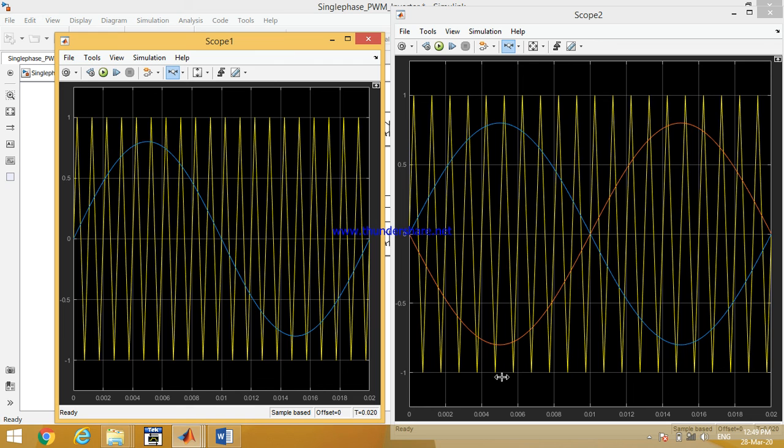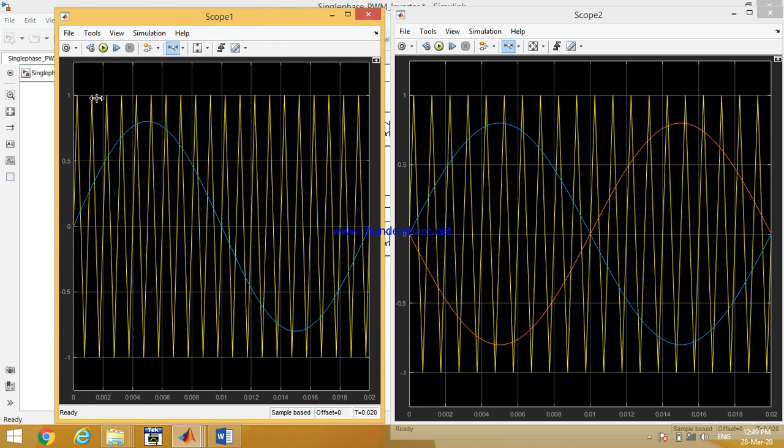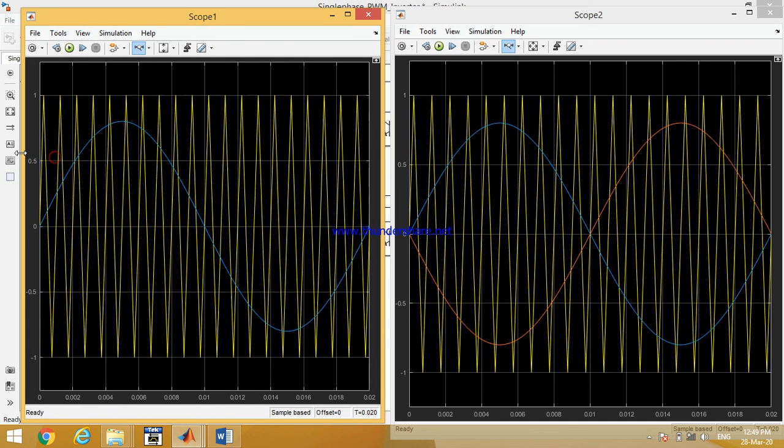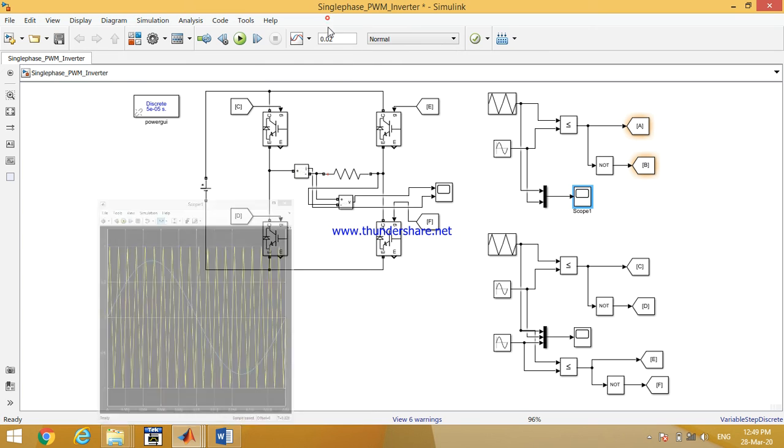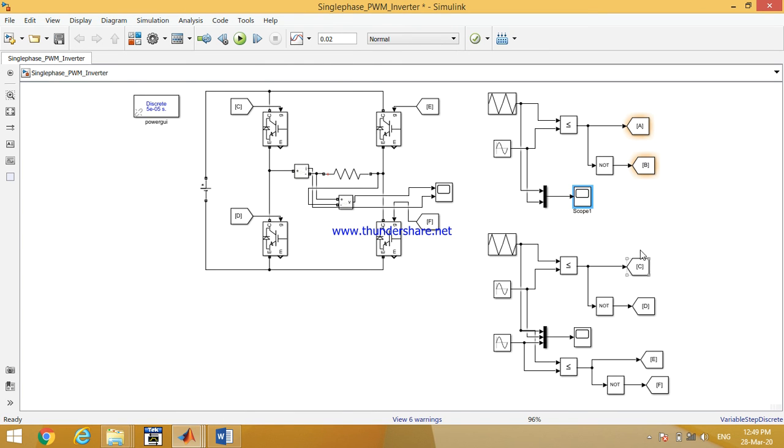So similarly we can simulate other PWM techniques, and we can also check the THD component for different PWM techniques, right? So friends, for right now it is up to here only. From the next lecture we'll learn about the three-phase inverter and its PWM techniques, right?